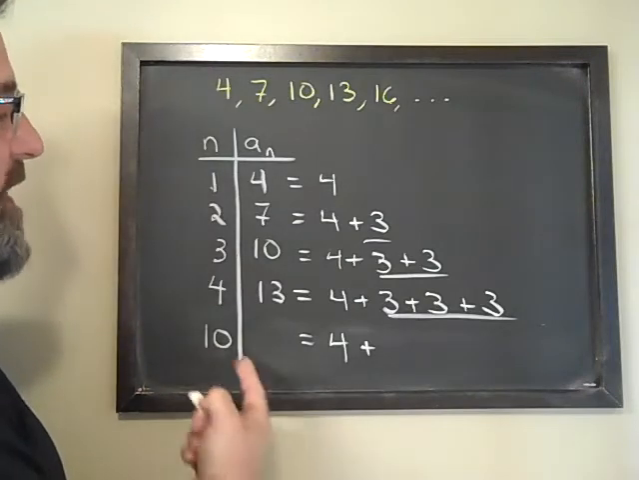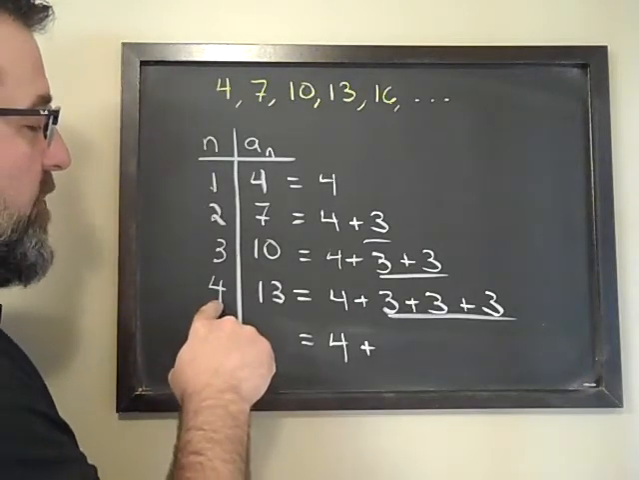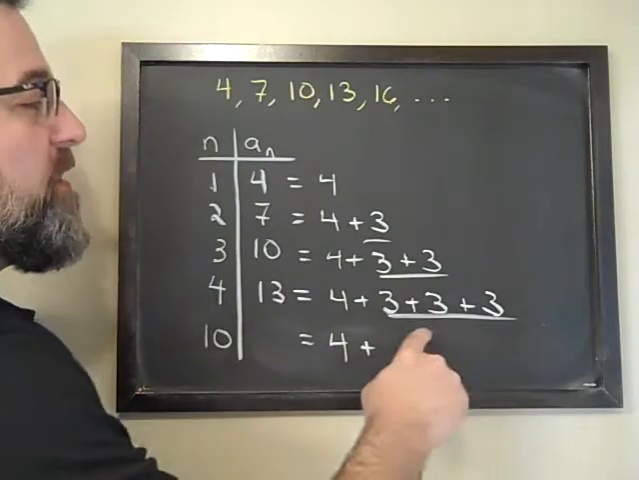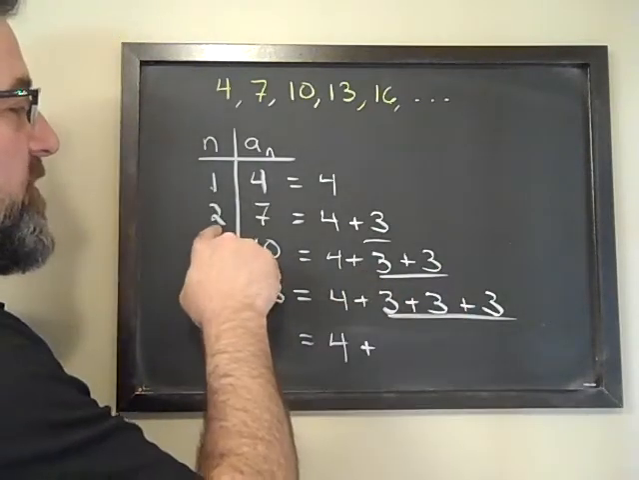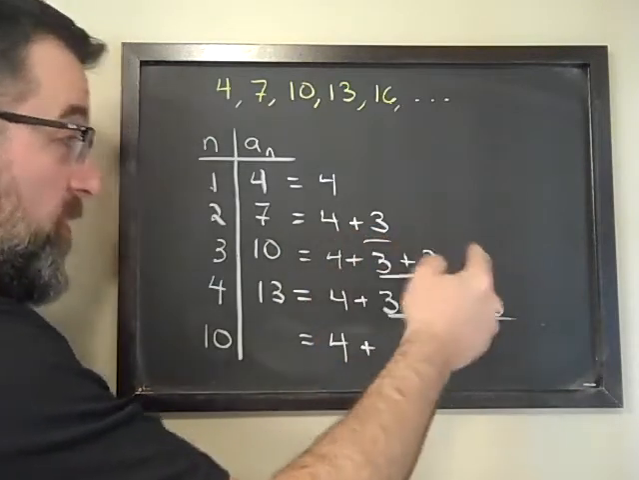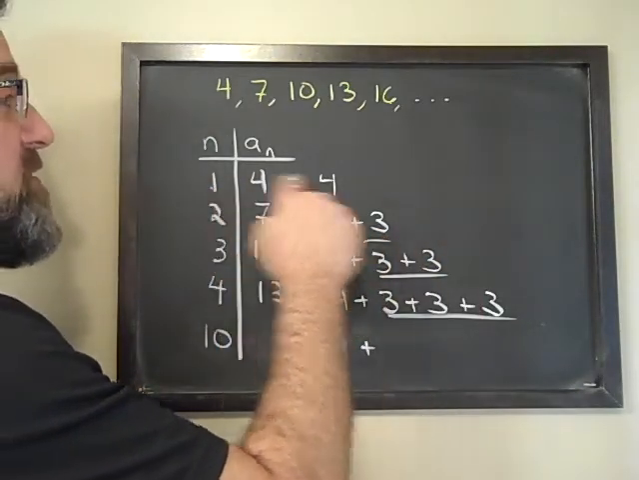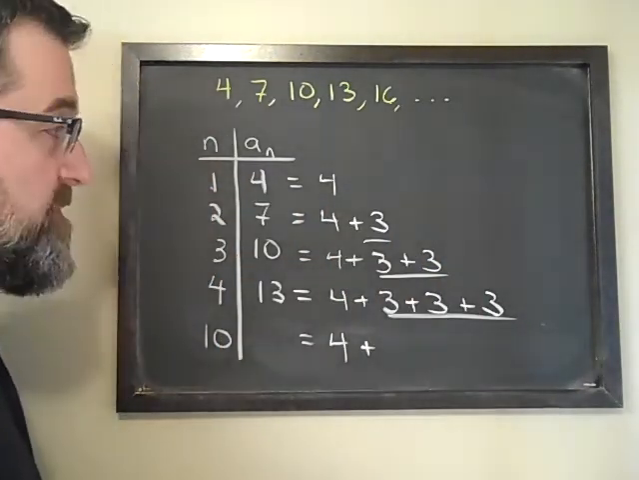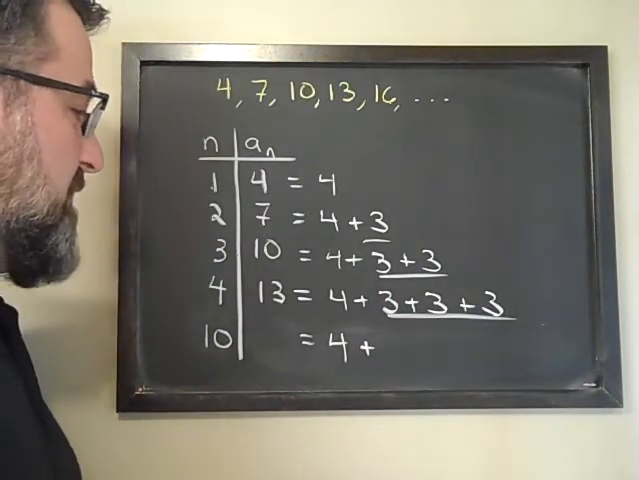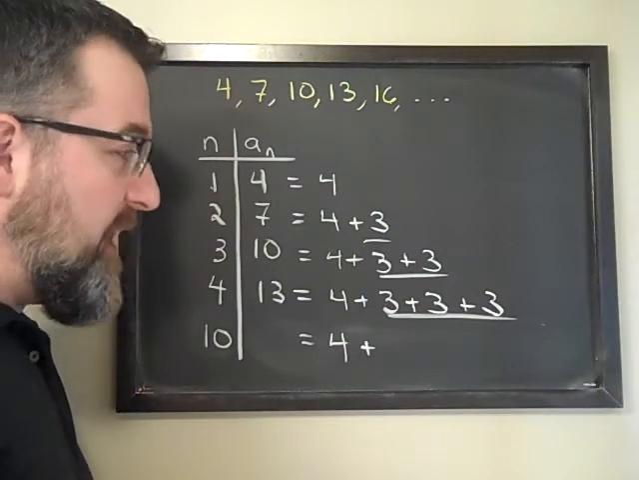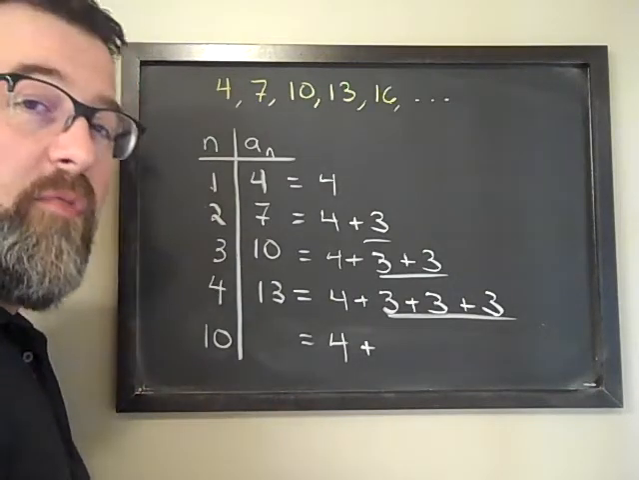So let's look back and see if we can figure this out. For the fourth term, there were 3 3s added. For the third term, there were 2 3s. For the second term, there was 1 3. And for the first term, there were no 3s. So for the 10th term, how many 3s do you think we're going to add? You're right, we're going to add 9.